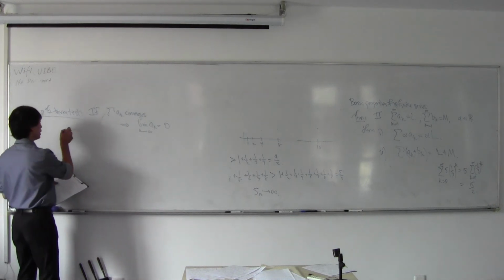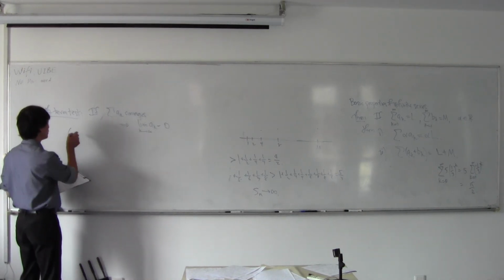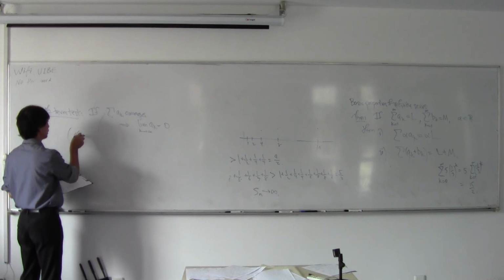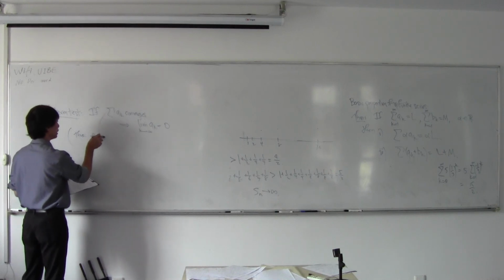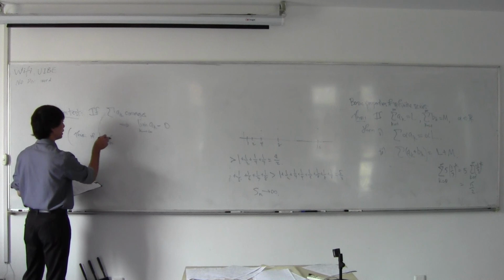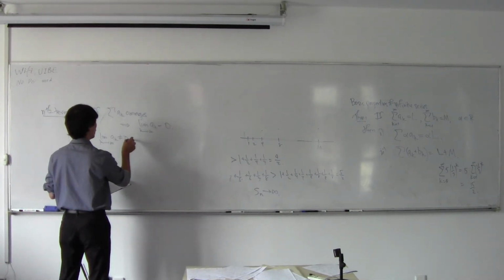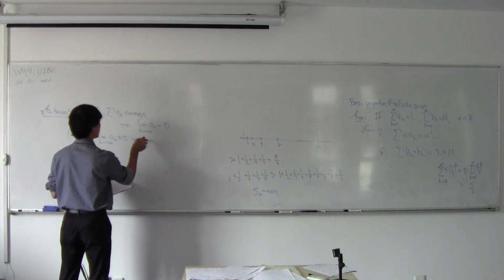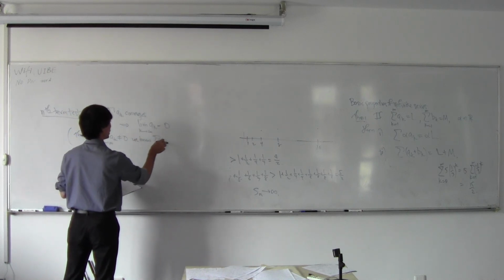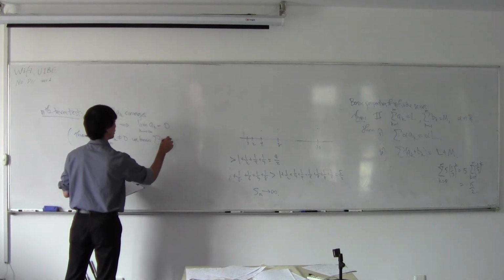So the way you use it is in reverse. Thus, if the limit as k goes to infinity of a sub k is not 0, we know the summation of a sub k diverges.